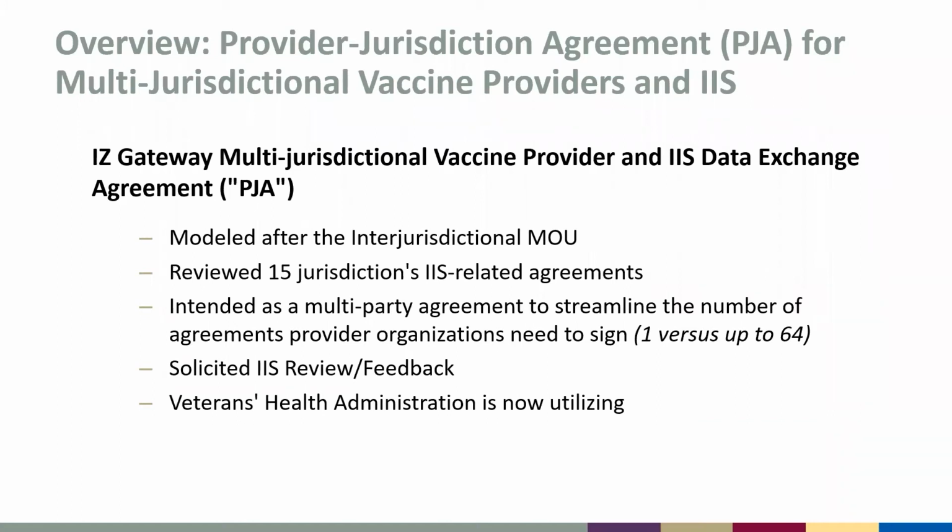The intention is to create a multi-party agreement that would streamline the number of agreements that those provider organizations on the left of the visual need to sign with the IISs on the right, because potentially each of those would need to sign 64 agreements. So the idea was to create a multi-party agreement that relieves much of the administrative burden across the board for the parties, because for each one of those providers on the left, each IIS would have to be signing agreements with each one of those federal departments or non-traditional vaccine providers. So the hope is that it really streamlines the process across the board for folks.